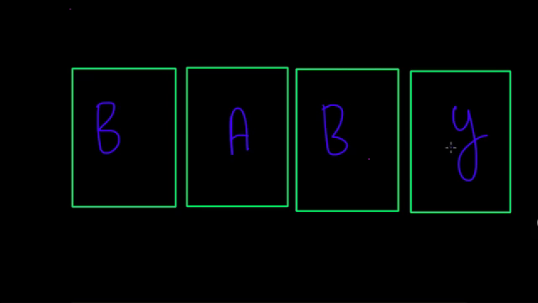Okay, so assume that we have 4 equal cards and they're labeled B, A, B, and Y. And then we make a prediction that if we put these 4 cards into a bag and then we draw them out, put them back, draw them out, put them back. So you take one at a time, throw it back in the bag, shake the bag up, and take another card.